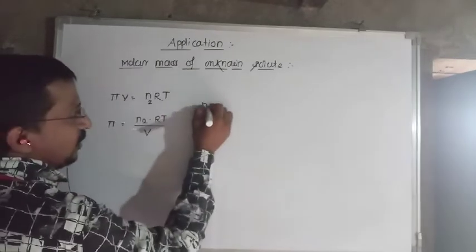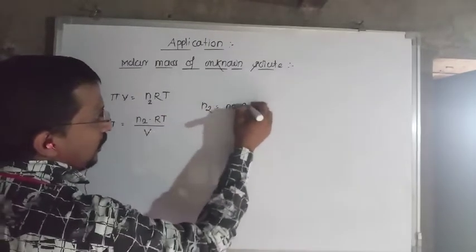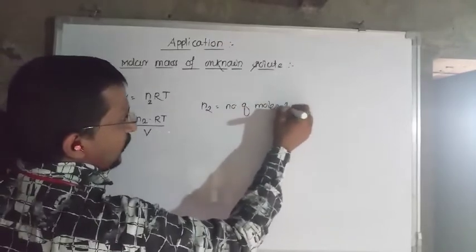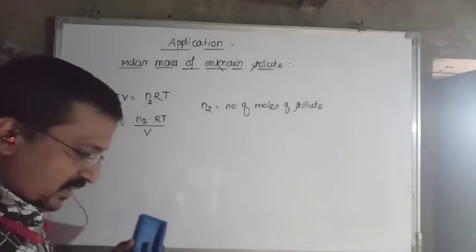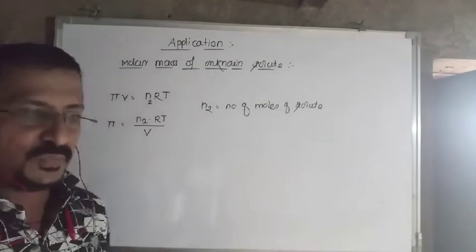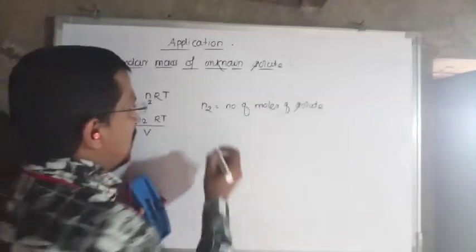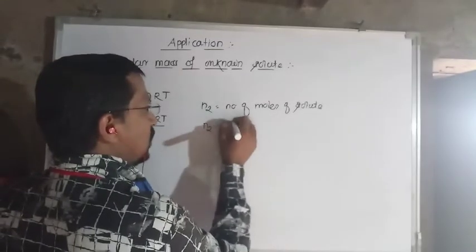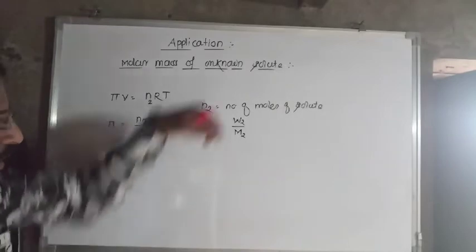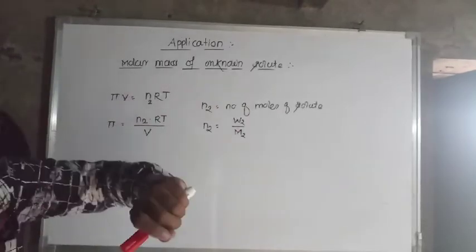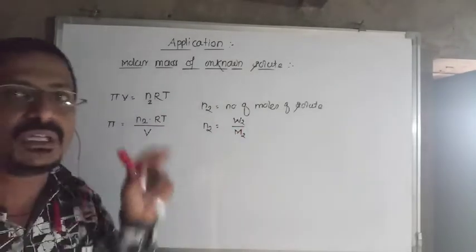Now here, concentrate on this n2. What is the meaning of n2? n2 is the number of moles of solute, isn't it? So just relate the number of moles with mass and molar mass. So n2 is equal to W2 by M2, isn't it?